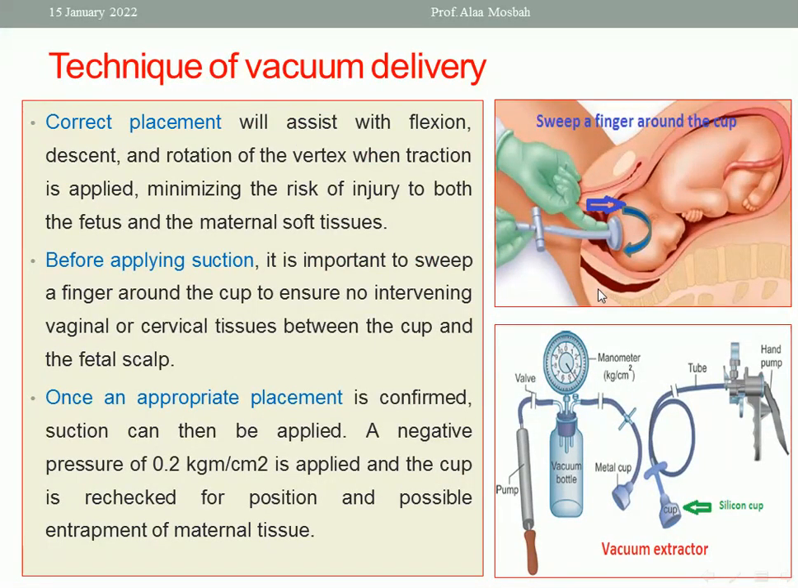Correct placing of the cup is very important. Why? Because it will assist flexion, descent, and rotation of the vertex when traction is applied, and also minimize the risk of injury to both the fetus and the maternal soft tissue. So correct placement is very important.